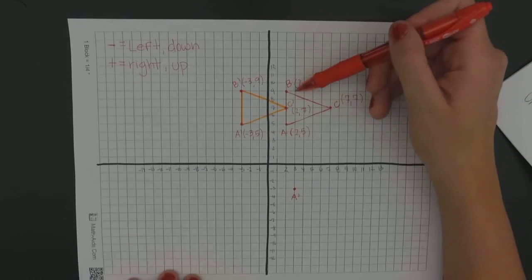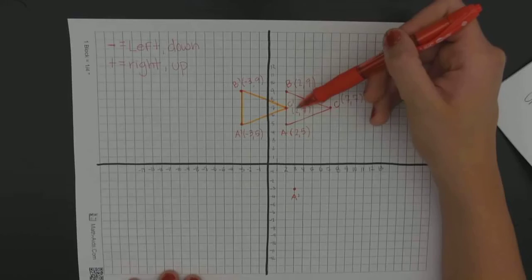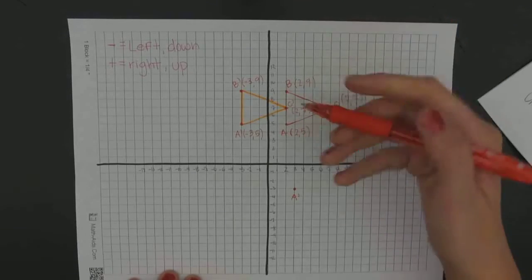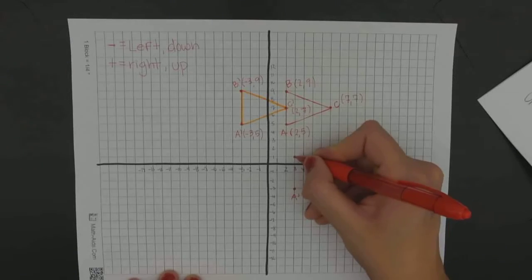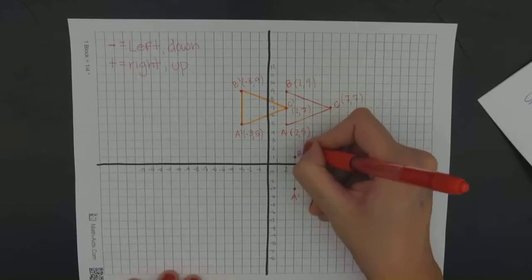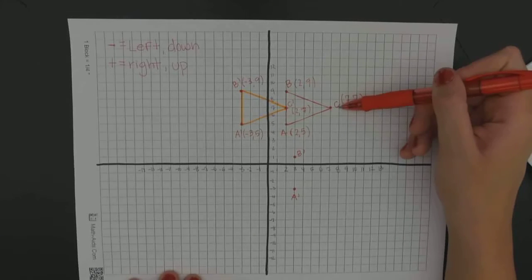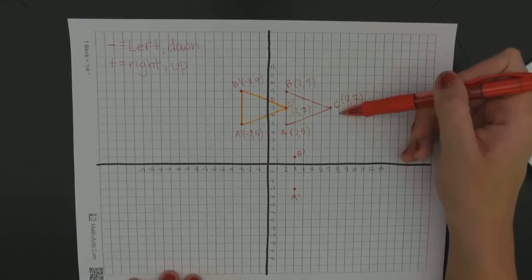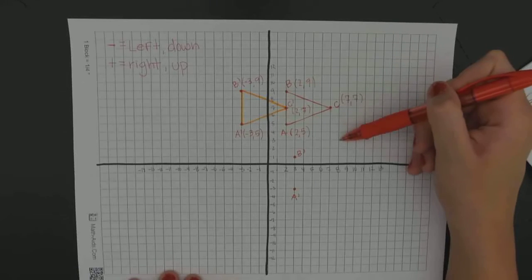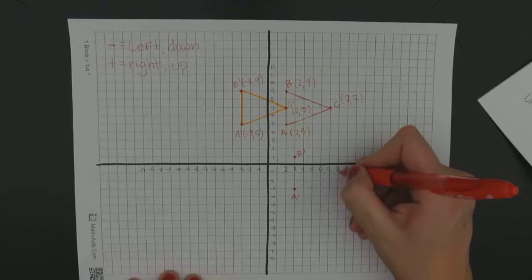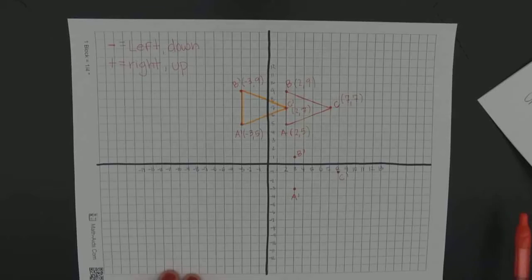All right, let's look at B. To the right 1 and then down 8. 1, 2, 3, 4, 5, 6, 7, 8. Should be about right there. B prime. And now we're going to do C. To the right 1 unit and down 8. 1, 2, 3, 4, 5, 6, 7, 8. So it looks like C prime has been moved right there.